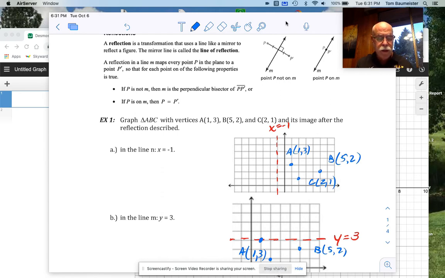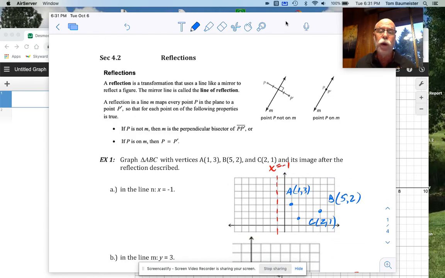All right, so section 4.2 was about reflection. If reflection is a transformation that uses a line like a mirror to reflect a figure, the mirror line is called the line of reflection. A reflection on a line maps every point P in the plane to a point P prime, so that one of the following properties is true.